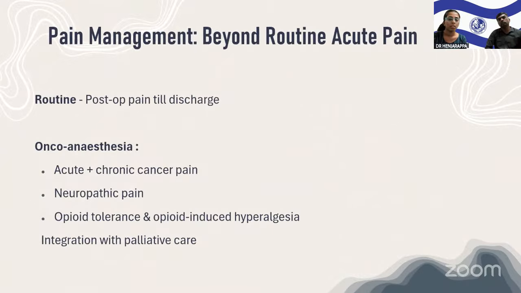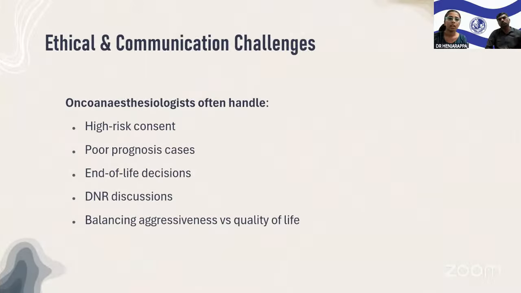And coming to pain management, in routine anesthesia, we will manage the post-operative pain till discharge. Whereas in oncoanesthesia, along with the acute pain, we have to manage the chronic cancer pain and the neuropathic pain, and integration with palliative care is necessary. And coming to ethical and communication challenges, since most of the cases will be high risk procedures with poor prognosis, the oncoanesthetist has to explain all these consents and the DNR discussions. So emotional intelligence with ethical clarity is important.